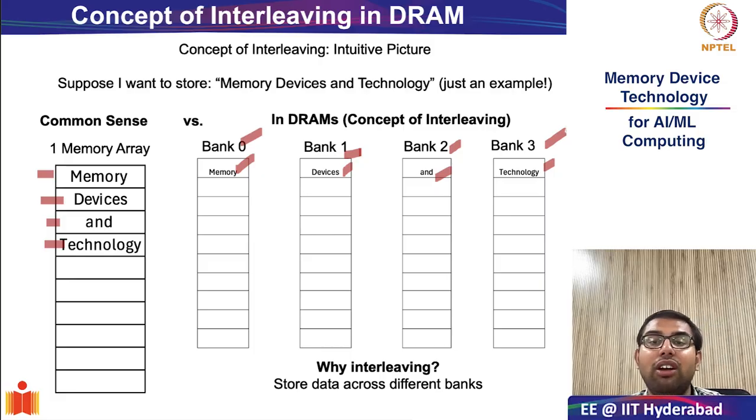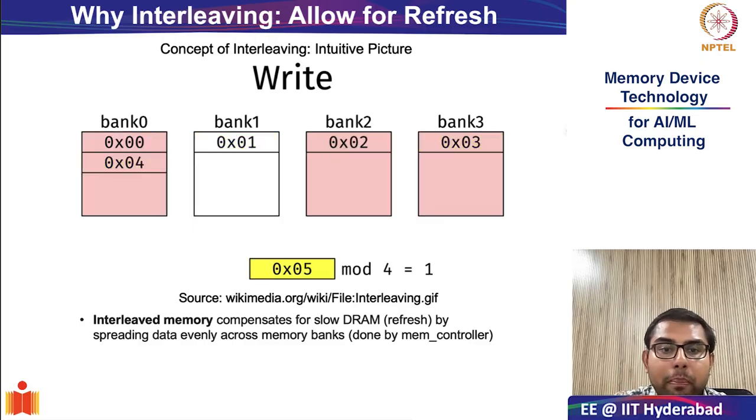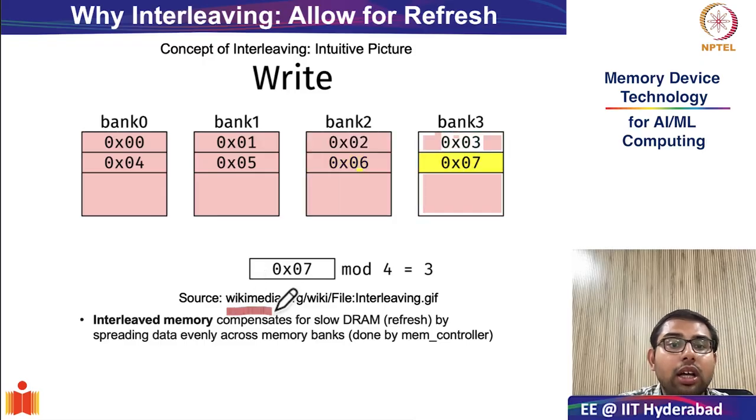So a natural question would be, why are you making life so complicated and difficult? Definitely it has a very important advantage. So this is the question we will try to ask and answer in the next slide. Why are you storing data across different banks? Why are you implementing this concept of interleaving? And to understand this, let us see this following GIF, which I have picked up from the Wikimedia website. This explains the concept of interleaving very beautifully.